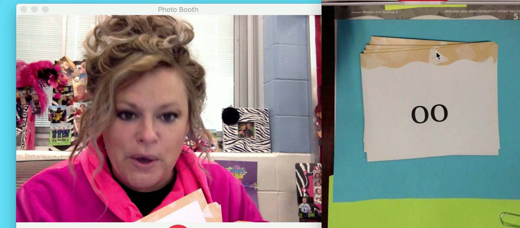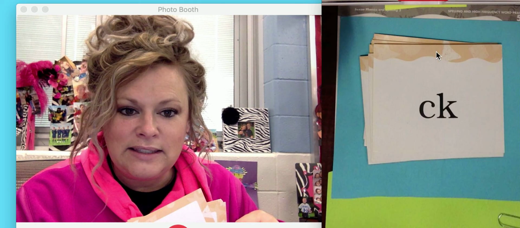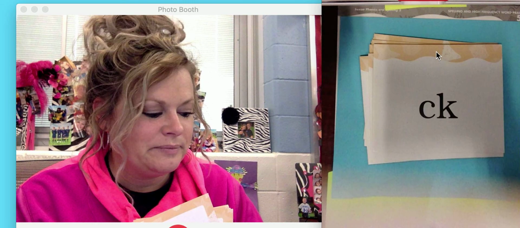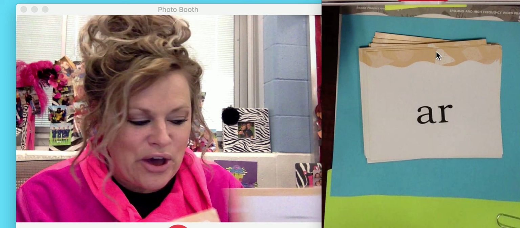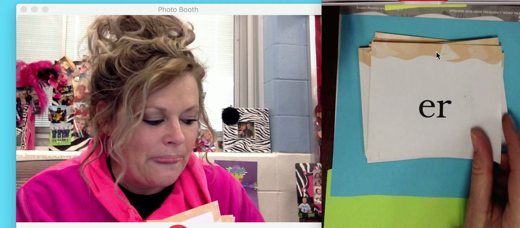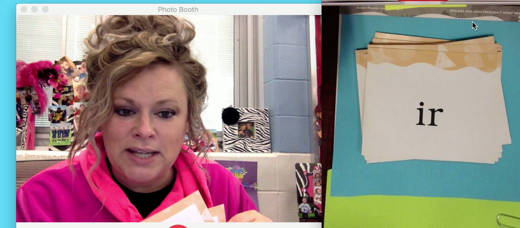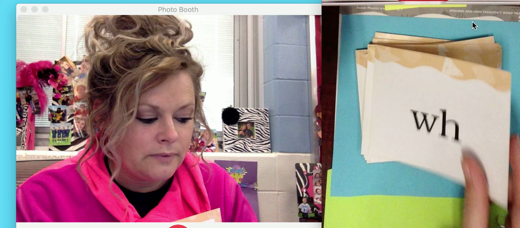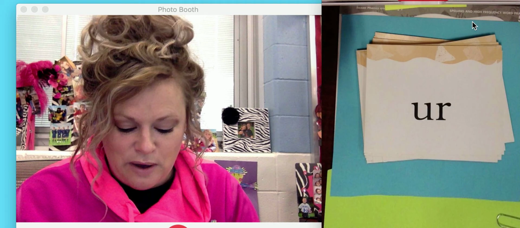Digraph, O-O. Digraph, T-H. Digraph, C-K. Digraph, C-H. Combination O-R. Combination A-R. Vowel Y. Combination Q-U. Combination E-R. Combination IR, usually in the medial position. Combination WH. And combination UR, usually in the medial position.